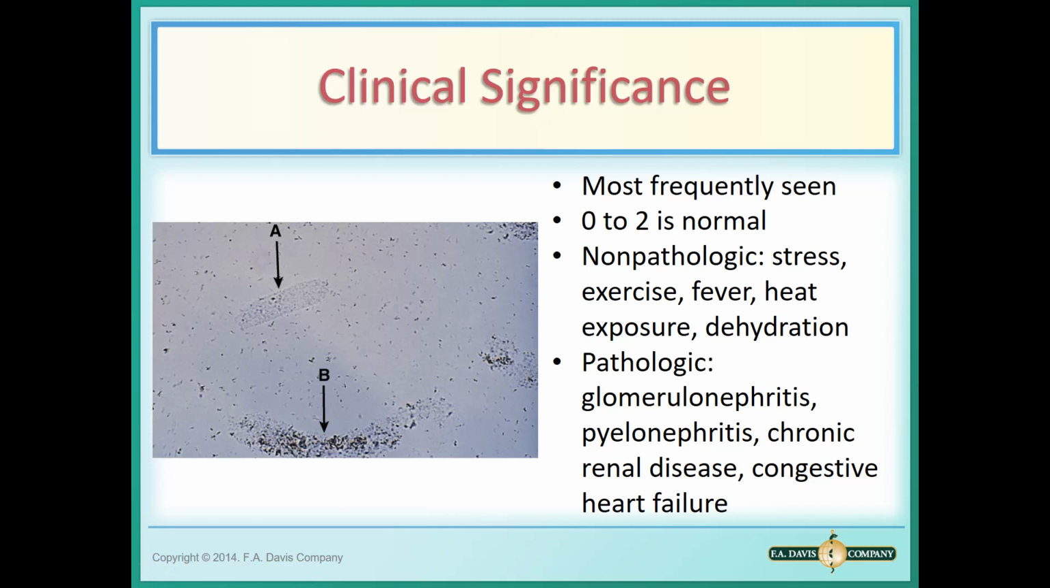Very, very normally seen in low numbers after exercise, a little stress, a little dehydration, perfectly normal to see. You may start to see them in increasing numbers when you have some of these itises, glomerulonephritis, pyelonephritis, renal disease. Congestive heart failure also causes it to happen. So this is a cast.